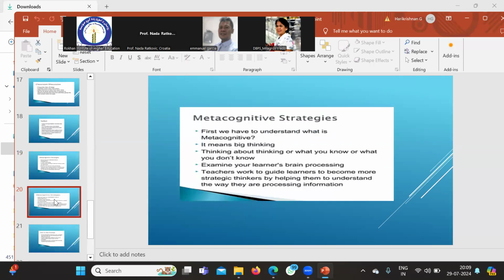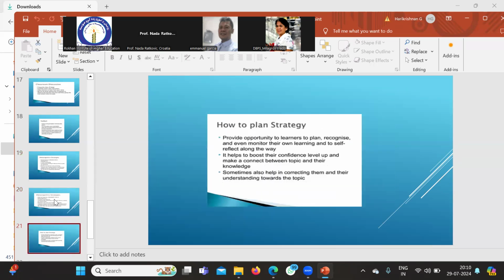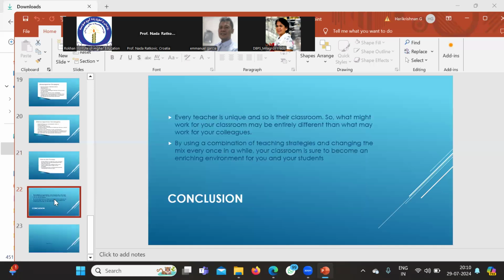Then these are some of the strategies. First, we have to understand what big thinking means. Then how to plan, provide opportunities. We need to provide the students opportunities to plan, recognize, and even monitor their own learning and to self-reflect along the way. It helps to boost their confidence level and make a connection between the topic and the knowledge. Sometimes it also helps in correcting their understanding of the topic, because learning will make you more perfect, and that sharpness will happen in the long run.